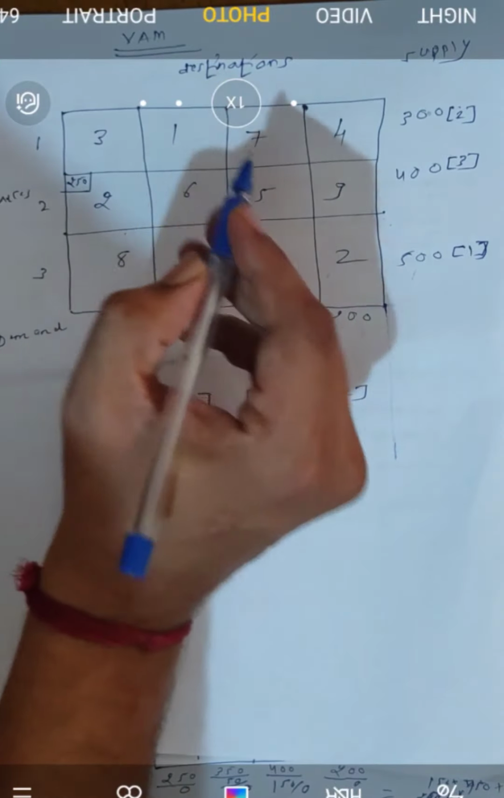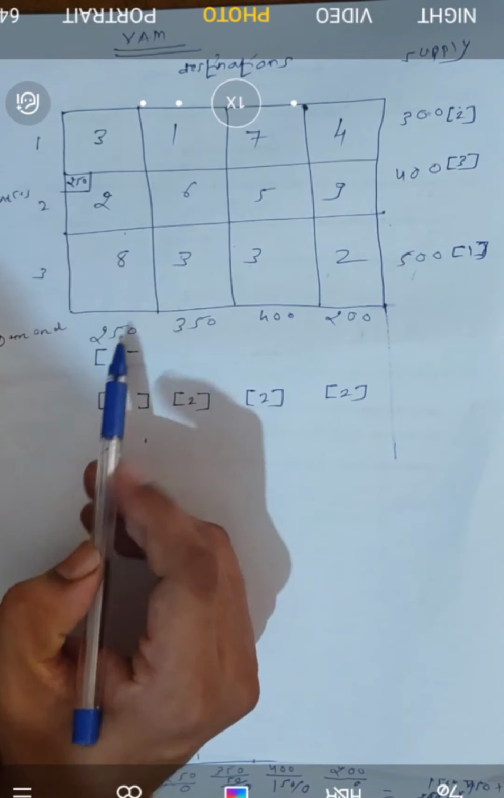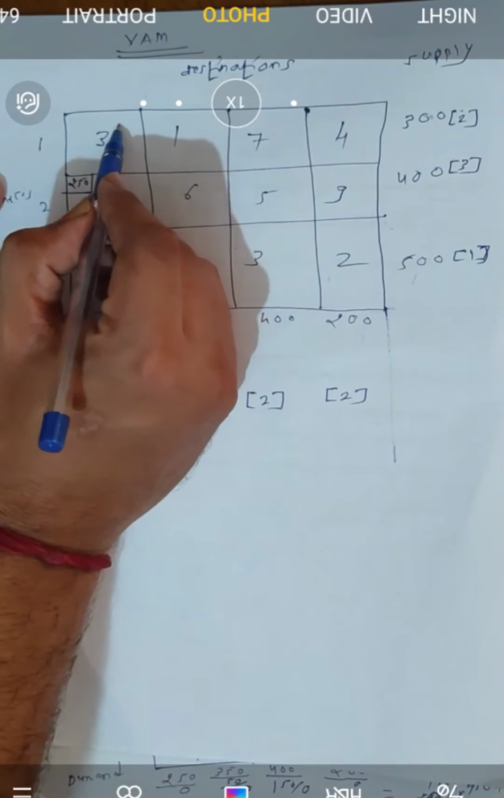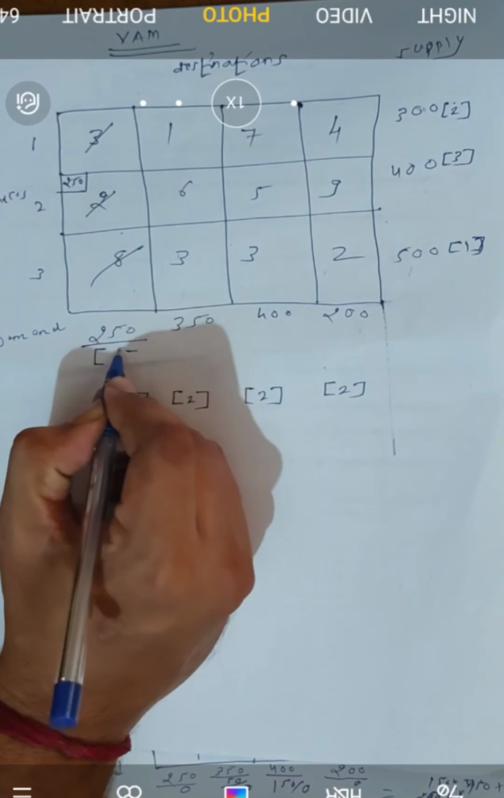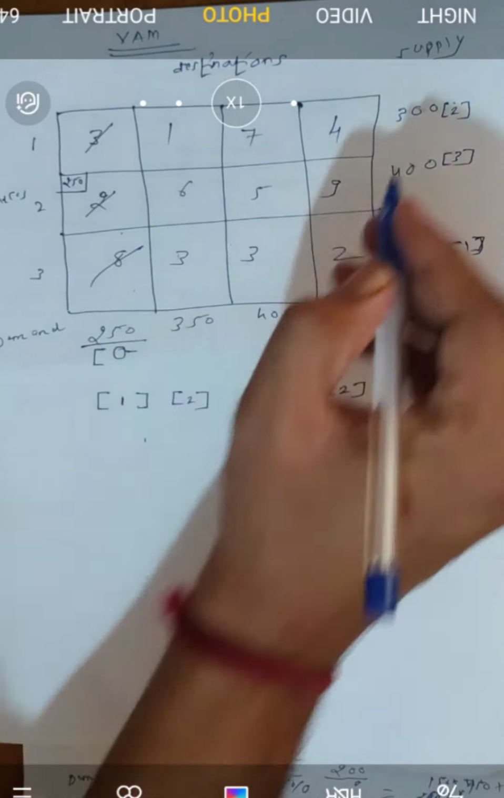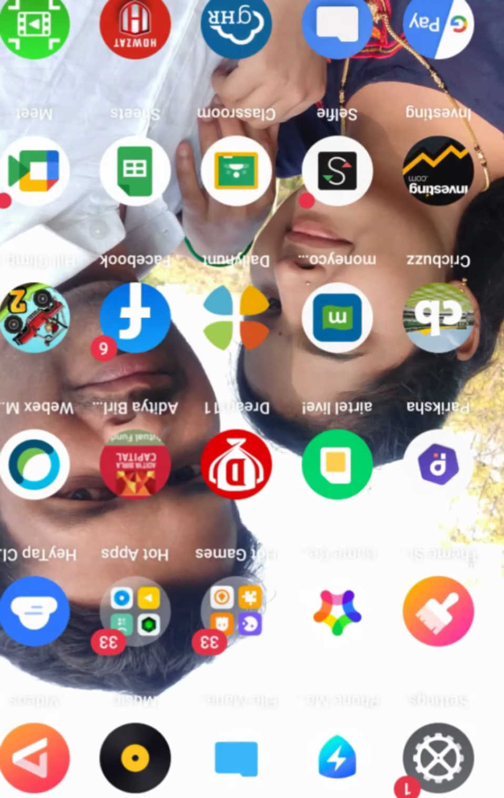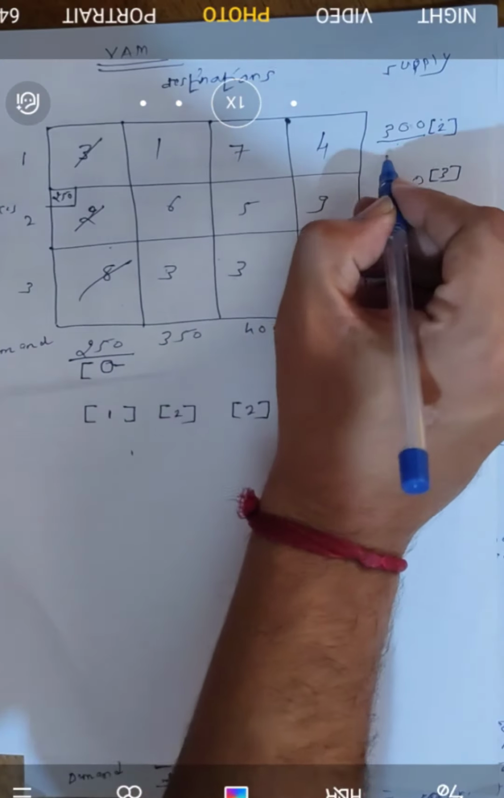Now as far as first destination is concerned, 250 has been supplied, so its demand is fulfilled. So that's why I am going to delete all the elements in this row. So 250 has been supplied. Now how much is remaining? 0. So out of 300 we have supplied 250. So how much is remaining? 300 minus 250, which will be 50 is remaining.